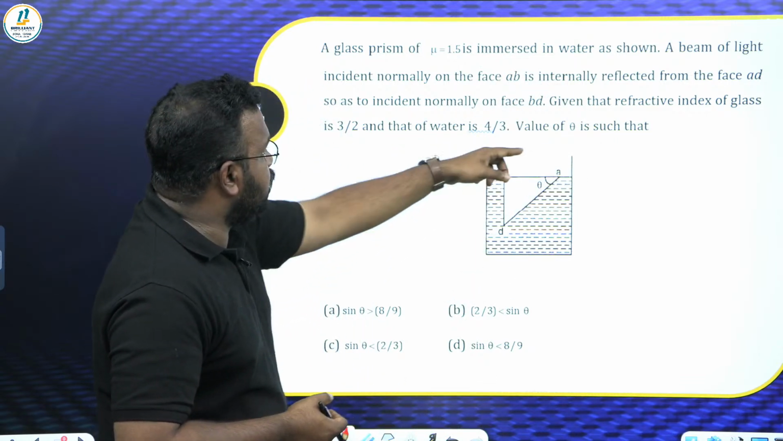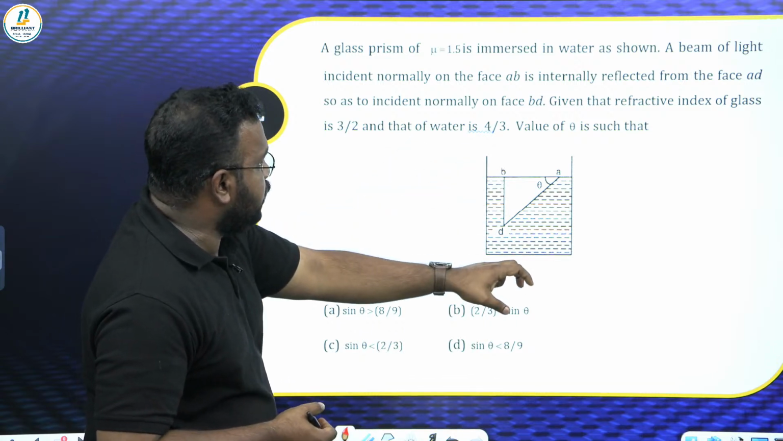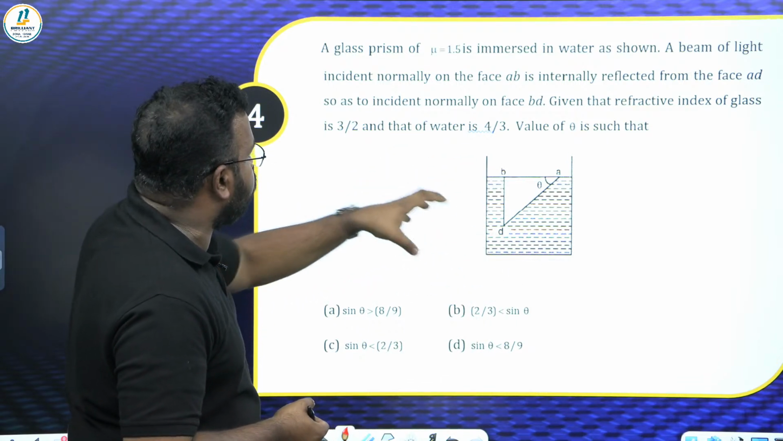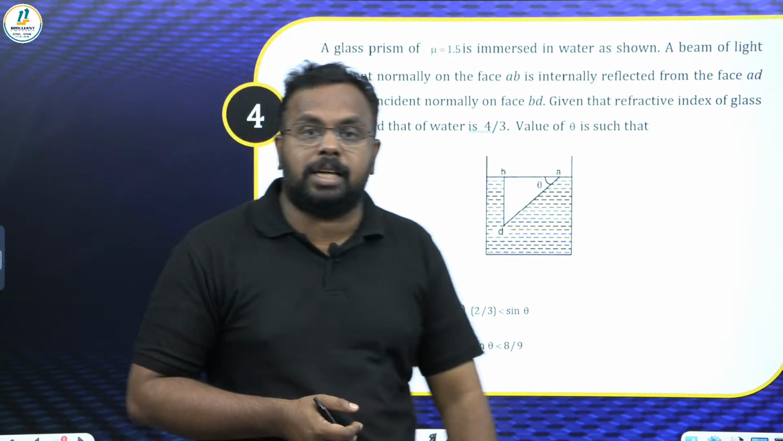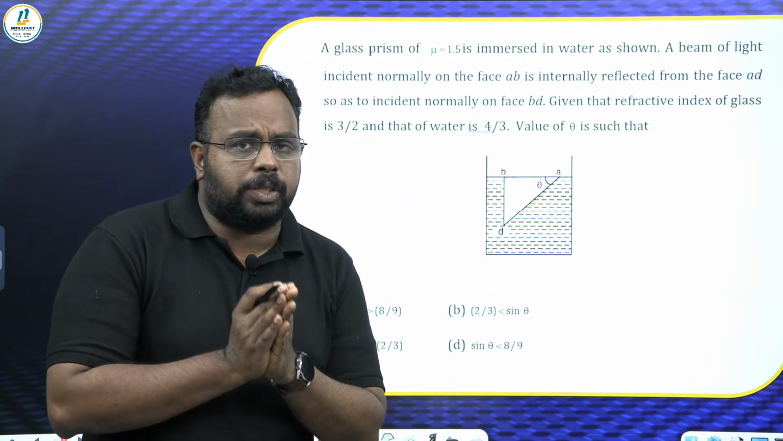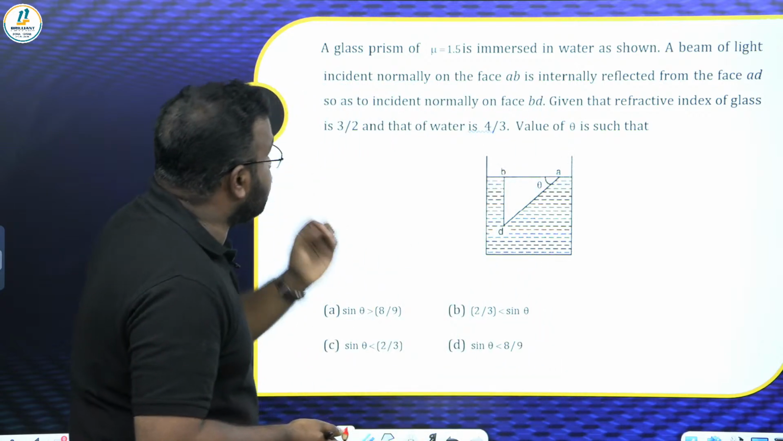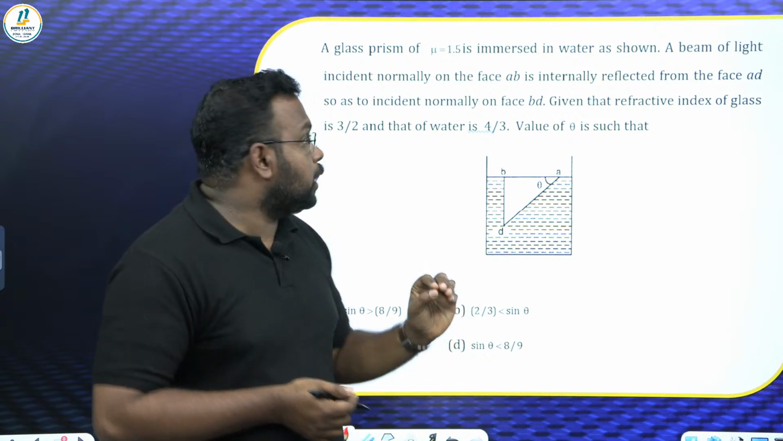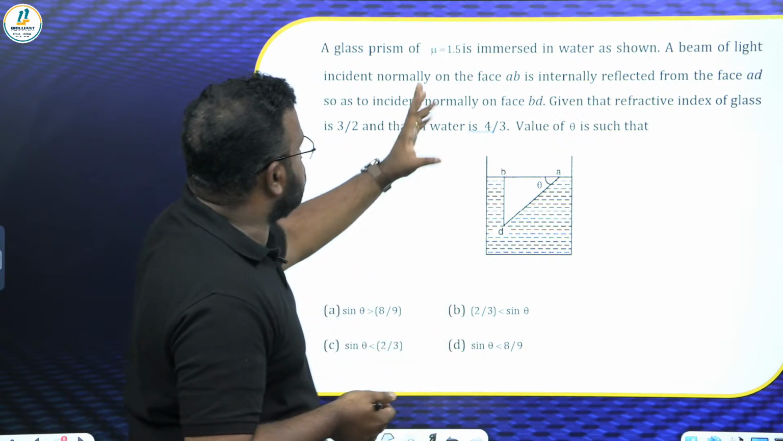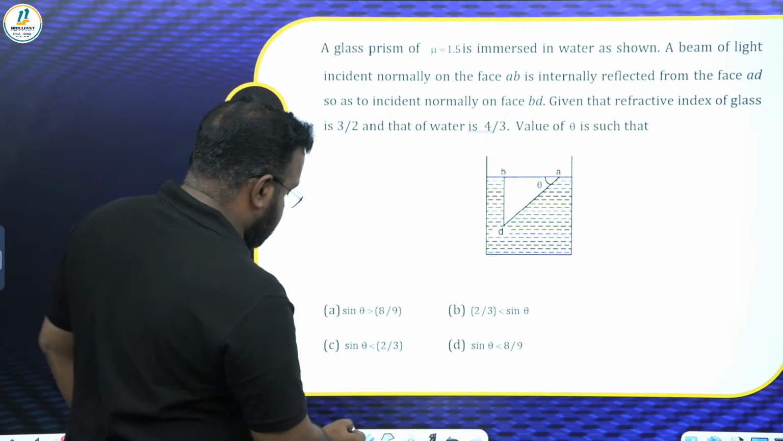So this is AD, internally reflected from the face AD, so as to be incident normally on face BD. Given that the refractive index of glass is 3/2 and that of water is 4/3, then the value of theta is such that... A bit confusing question, but if you approach it carefully, you can do this one also. Let's try to understand the situation clearly. Refractive index of the prism is 1.5. A beam of light is incident normally on the face AB.